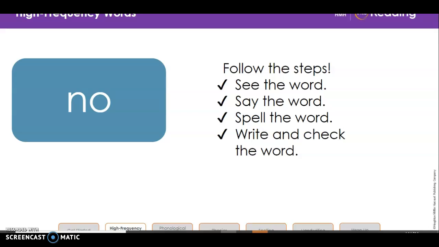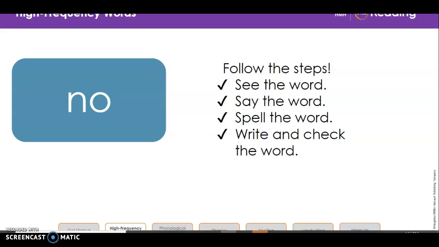The next word is know. Look at the word. Repeat the word after me. Know. Know. There is no running allowed in the halls. Say the word again after me. Know. Look at the letters in the word. Let's spell it out loud together.